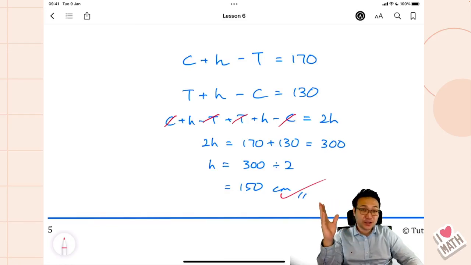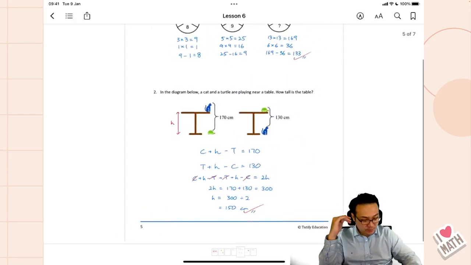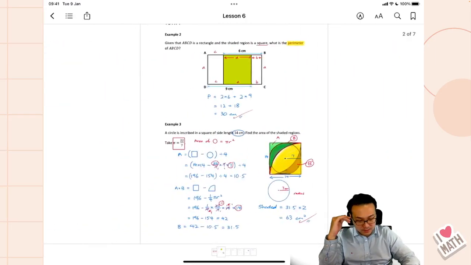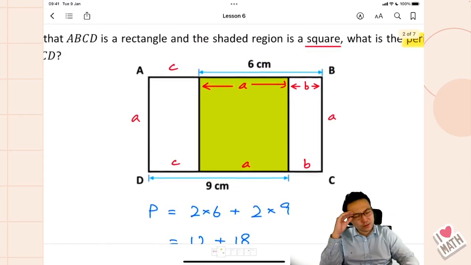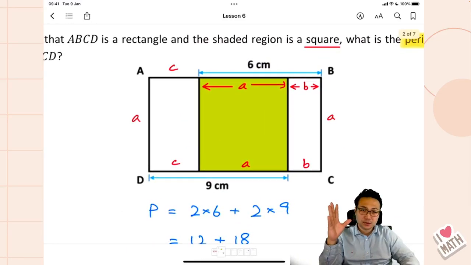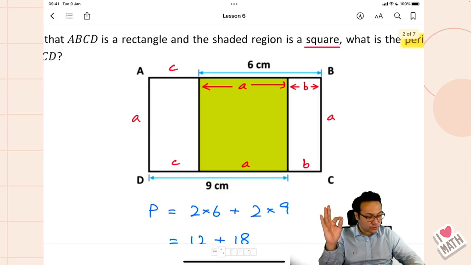So when you are not sure, when you want to visualize, what did I ask you to do? Remember the previous question here? If you're not sure, you need to visualize. You use alphabet to label the question. When you label it, it's easier for you to think. So then you can start to write certain things down and it can help you to solve the question.